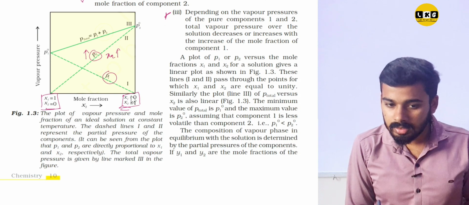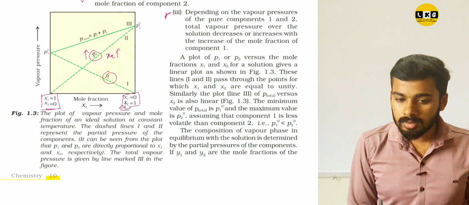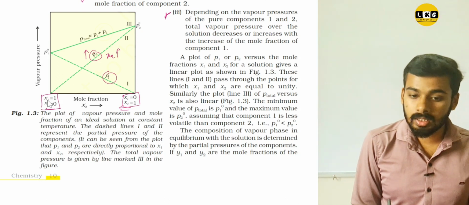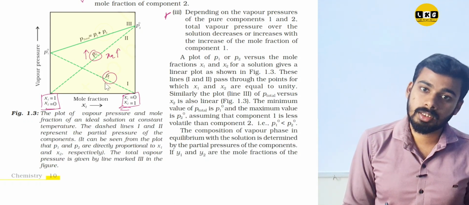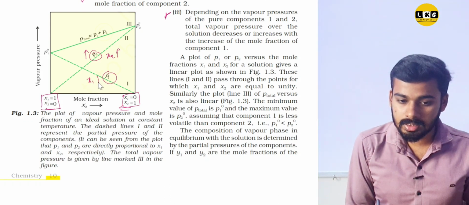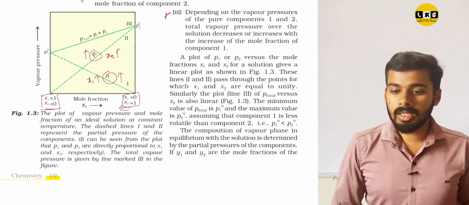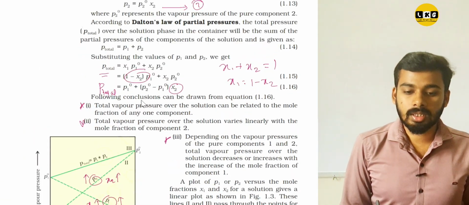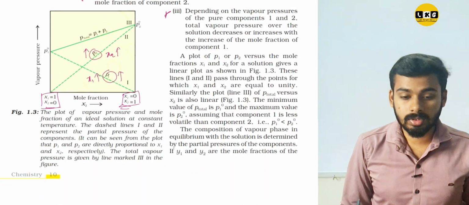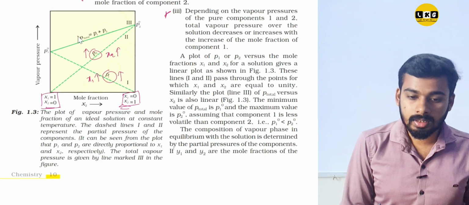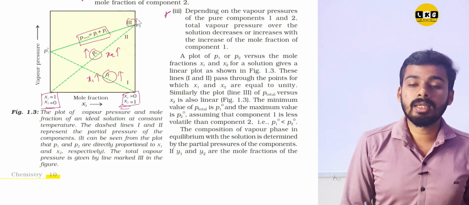This graph comes the other way around. Why? Because X1 is 0 here, therefore P1 is also 0. X1 is 0 here, and here X1 is 1. That means X1 is increasing in this direction, therefore P1 is also increasing in this direction. As X1 increases, P1 also increases because it is directly proportional. From the last equation, P total is a function of any one of the components. That is why it should be directly proportional. This is P total, which is P1 plus P2. It is given by line number 3.